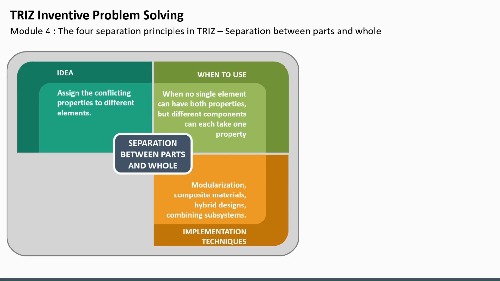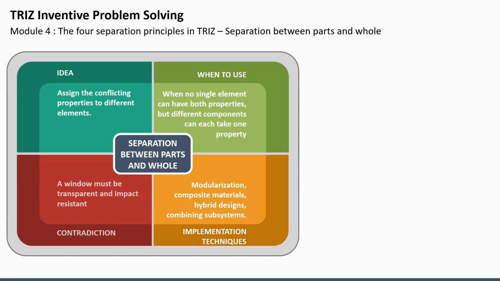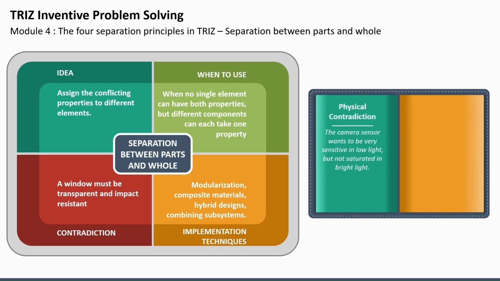And where do you use it? When you have implementation techniques like modularization, composite materials, hybrid designs, combining subsystems to work as one unified system. These are all places where you can implement this technique. And if I want to give you a sample contradiction, a window must be transparent and impact resistant. So I want a window which is transparent to see through. At the same time, the window should also be impact resistant. So this is the physical contradiction.